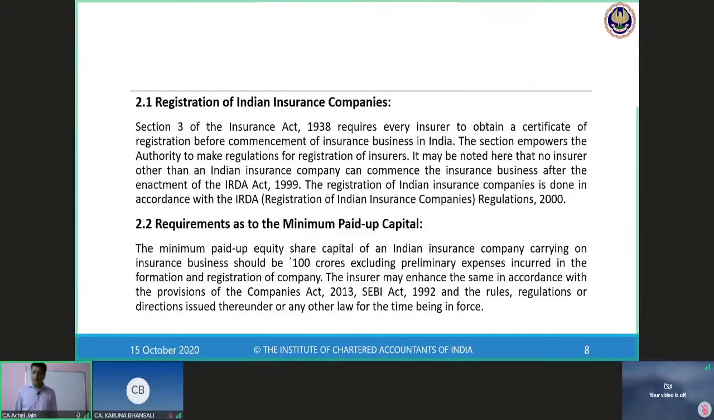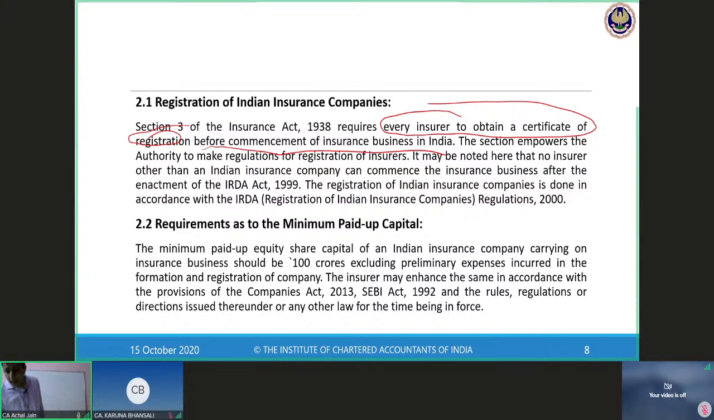So now, registration of Indian insurance companies. The Insurance Act requires every insurer to obtain a certificate of registration, similar to what we saw in case of NBFC, before commencement of insurance business. The requirements as to the minimum paid up capital, therein we were calling it net owned fund. What was net owned fund? Capital only. Now we are using the term capital.